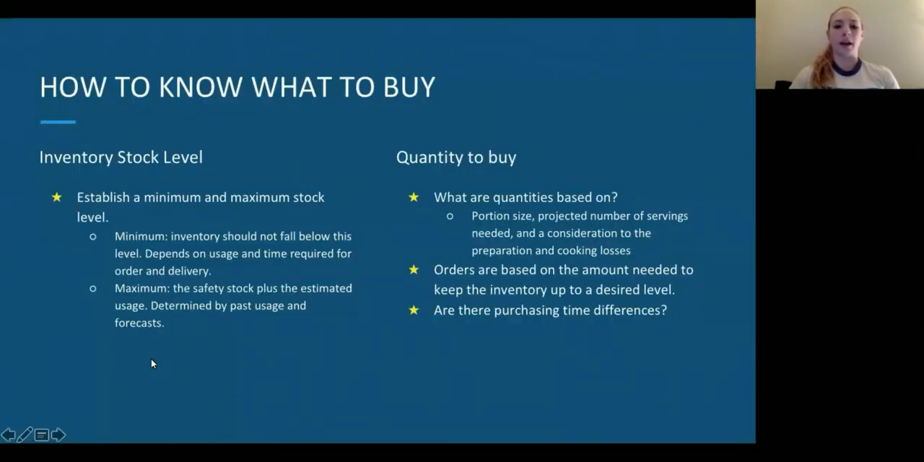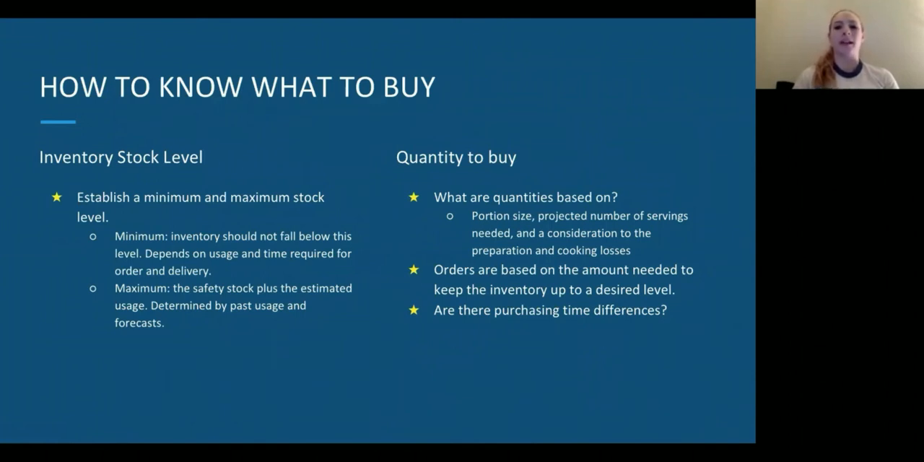Let's move on to how do we know what to buy? So first we need to have an inventory stock level, which means we need to have a minimum and a maximum stock. The minimum stock is the number of a product that the inventory should not fall below. This number is determined by looking at usage and the time required for delivery.